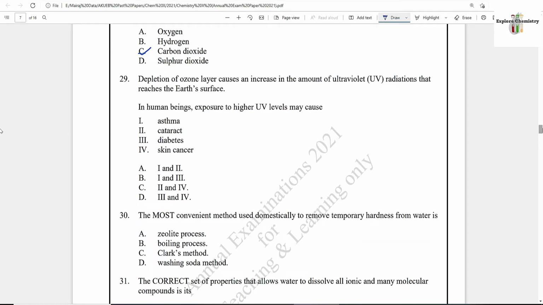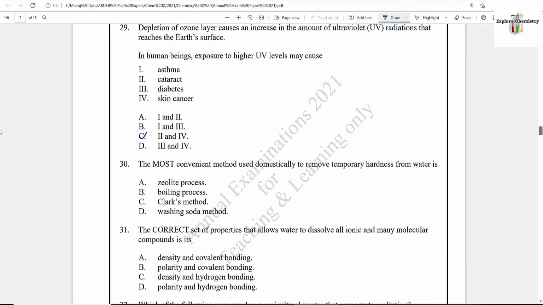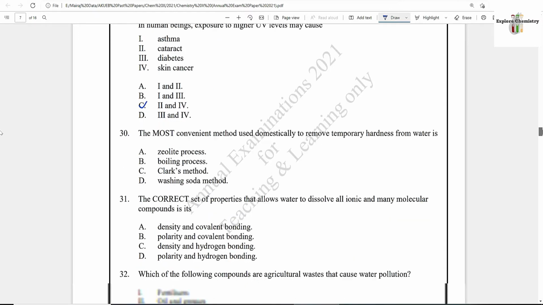29. Depletion of ozone layer causes an increase in the amount of ultraviolet radiation that reaches the Earth's surface. In human beings, exposure to higher UV levels may cause asthma, no. Cataract, yes. Diabetes, no. Skin cancer, yes. So option C, 2 and 4 is the correct answer. These are the effects of ozone layer depletion.